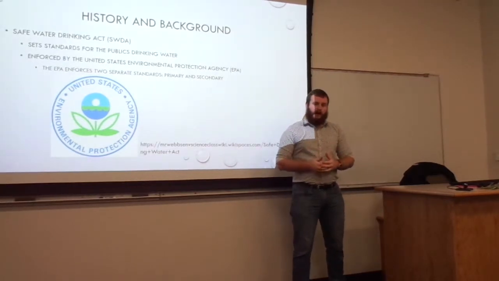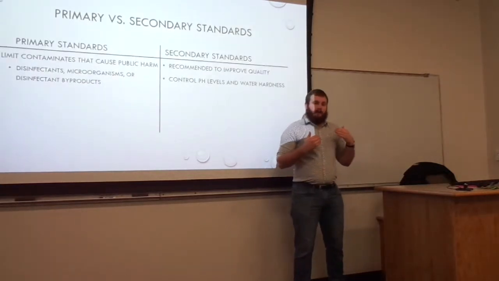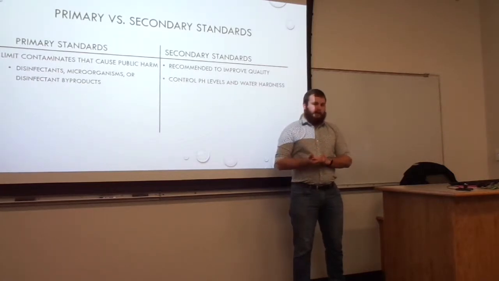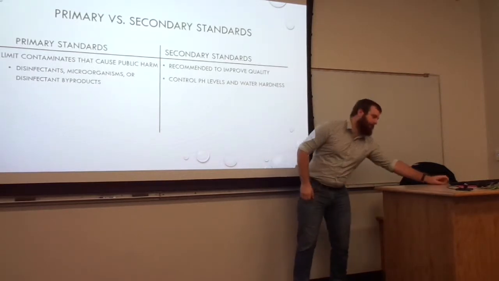The Safe Drinking Water Act was established to provide safe drinking water for the public, and this is strictly enforced by the United States Environmental Protection Agency, or the EPA. They promote primary and secondary drinking water standards. Primary standards are strictly enforced by the EPA, and these limit contaminants that are harmful to the public, like disinfectants, microorganisms, or disinfectant byproducts. Secondary standards are recommended to improve quality. These control pH levels and water hardness.